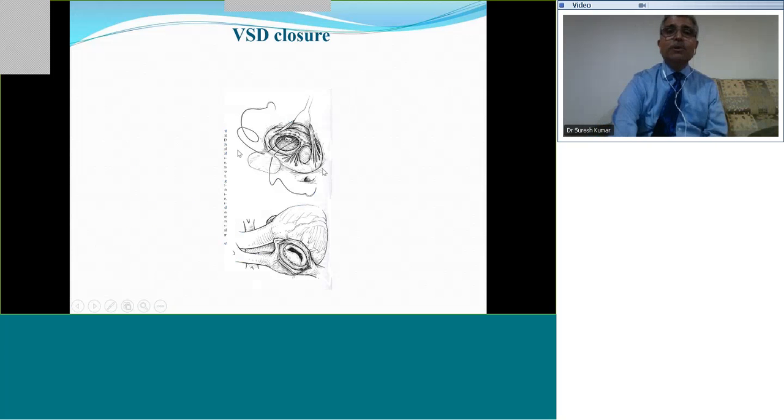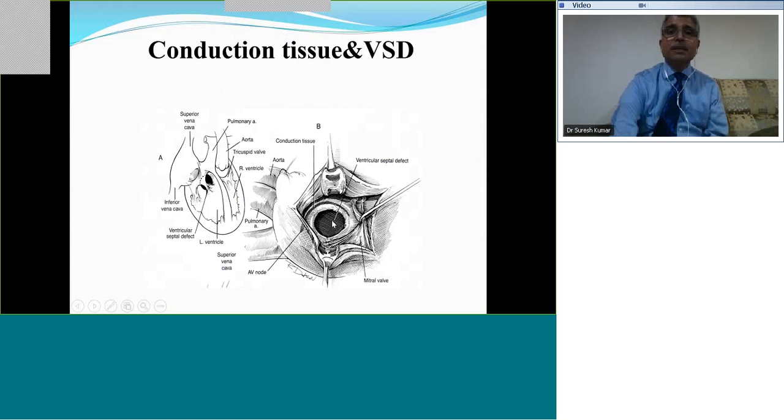So this is the VSD closure. I'm showing this only to show you where the conduction system is. The conduction system in the normal perimembranous VSD is postero-inferior. In CTGA, it's antero-superior. This unexpected location, its long length, and the unusual location, as I said, is what makes the occurrence of a complete heart block much higher following VSD closure in CTGA.